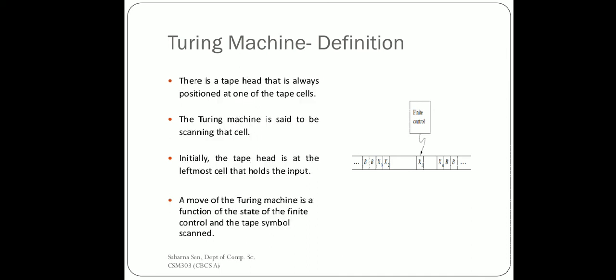Now it has a tape head that is always positioned at one of the tape cells, and the Turing machine is said to be scanning that cell. If we concentrate on our diagram, we will see that it is now scanning the Xi cell of the tape. Initially the tape head is at the leftmost cell that holds the input.